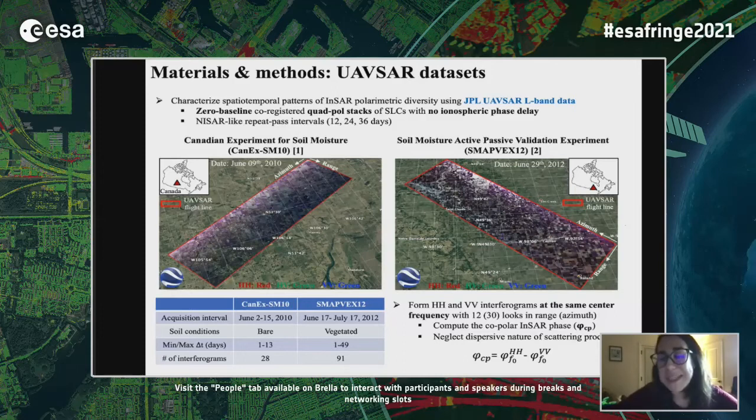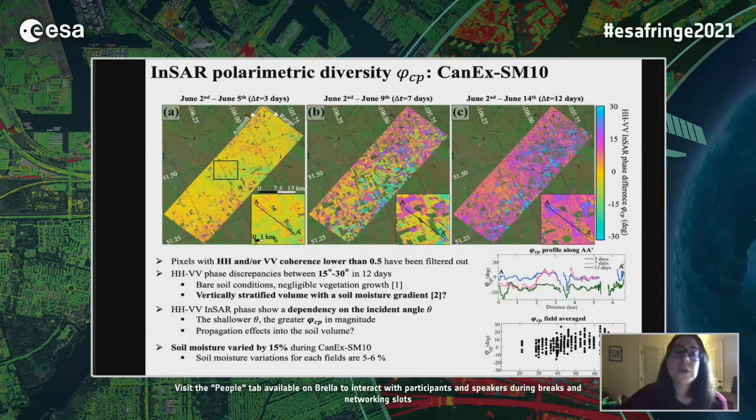So our processing is very, very simple. We have a stack of co-registered SLCs. We form interferometric pairs between all the possible acquisitions. And for each fixed interferometric pair, we take the difference between an HH and a VV interferogram at the same center frequency. So we are focusing on the copolar channel, and we are assuming we can regard as negligible the dispersive nature of the scattering process.